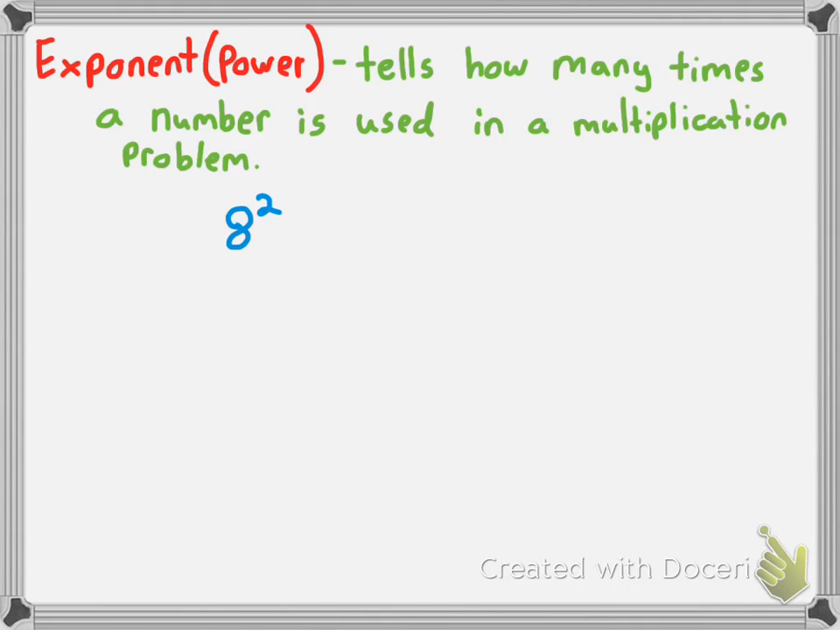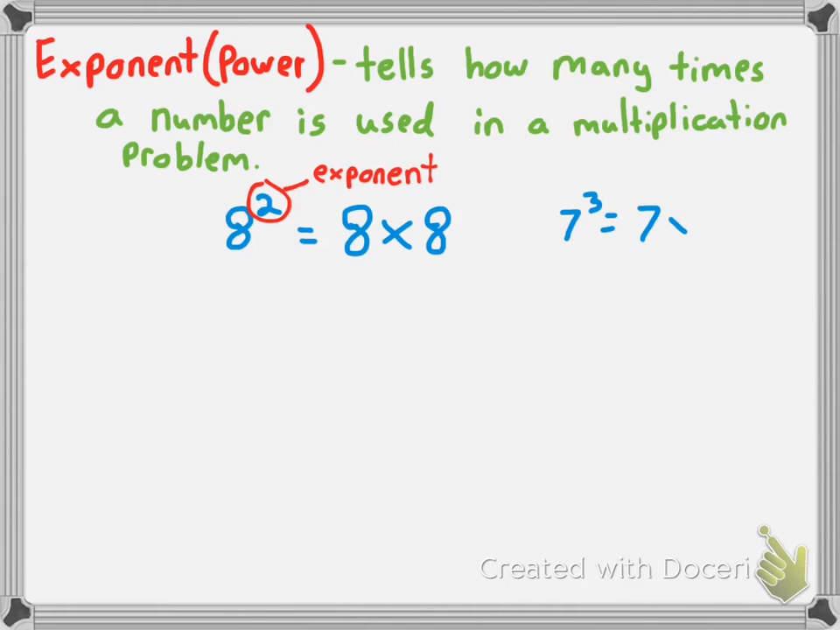For example, if I have 8 to the second power, that's what the little 2 means, that 2 tells me that I'm going to have, there's our exponent, I'm going to have 2 8s in my math problem, or 8 times 8. If I have 7 to the third power, or 7 with an exponent of 3, that tells me I'm going to have 7 3 different times. 7 times 7 times 7.